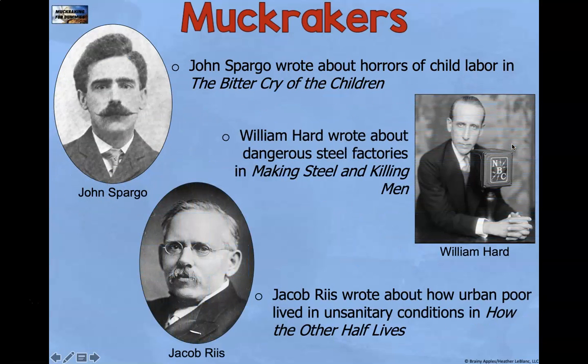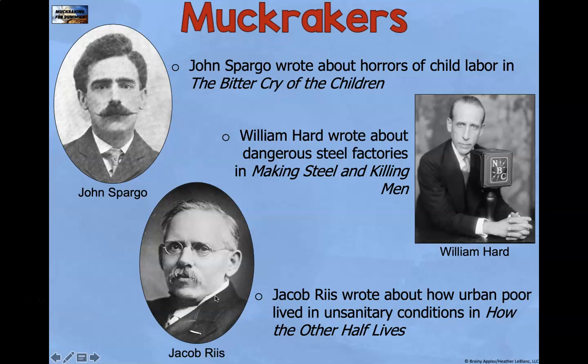Again, with muckrakers, we have John Spargo, who wrote about the horrors of child labor in The Bitter Cry of the Children. This is John Spargo. William Hard wrote about the dangerous steel factories in Making Steel and Killing Men.